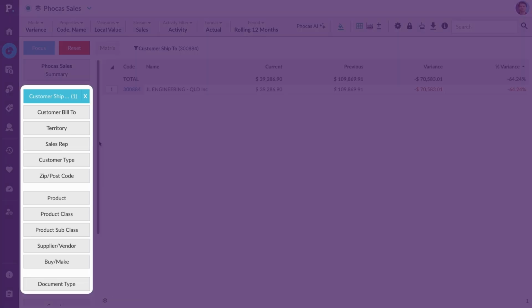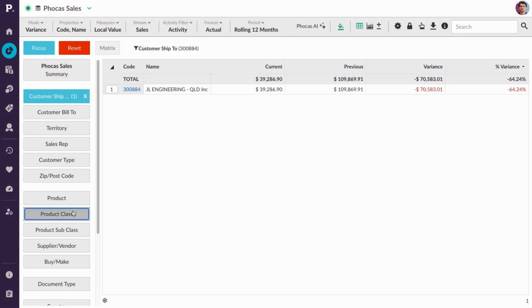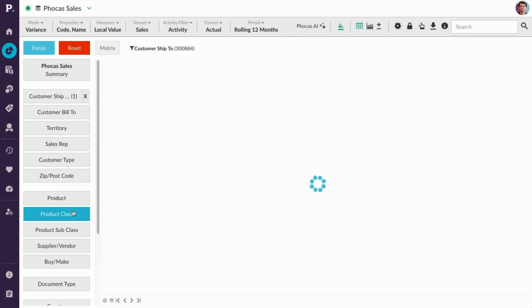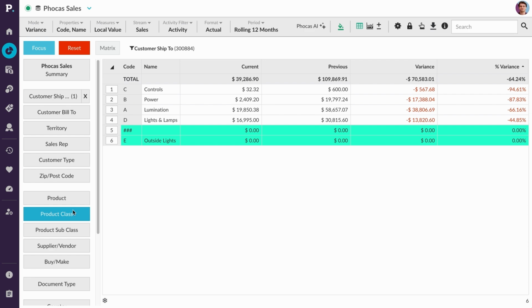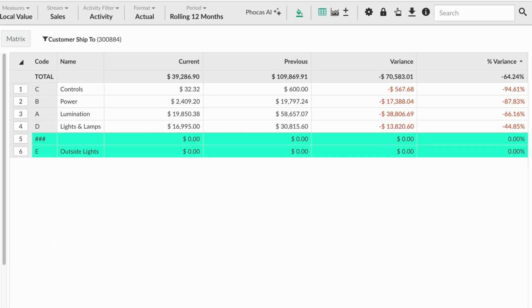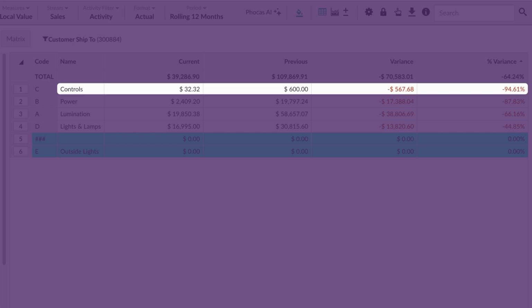To the left, we have dimensions. These are a group of data that you can use to filter the grid. When I select the product class dimension, we see sales by product class for JL Engineering. Sales are down across all product classes, and they've completely stopped buying control products. Let's see what else we learn about this customer.